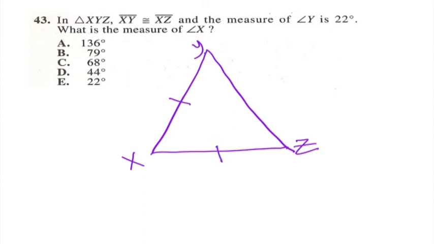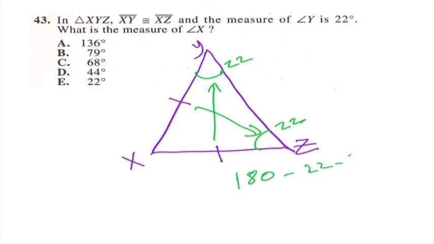When it tells me that, what they're also telling me is that this angle Y and this angle Z have to be exactly the same. It tells me that Y is 22, so it means this is 22. So I go back to my 180 degrees minus 22 and 22, which is like 180 minus 44, which makes it 136, or A for 43.